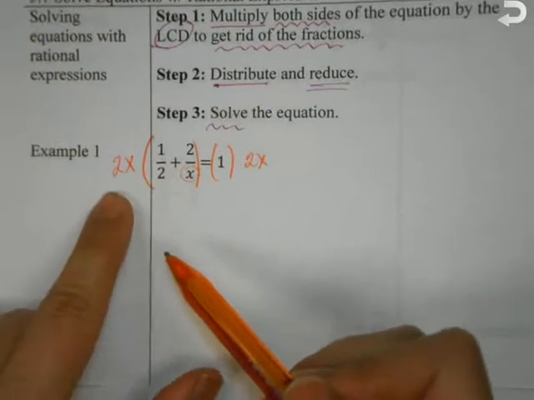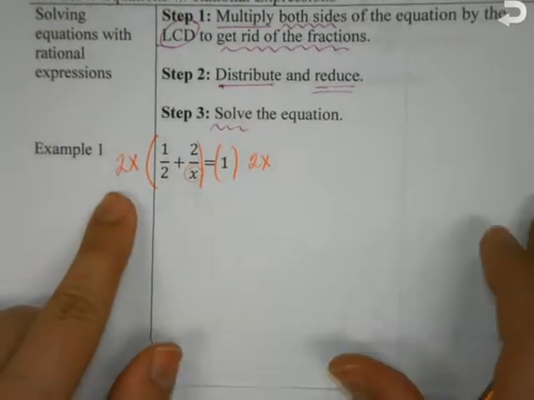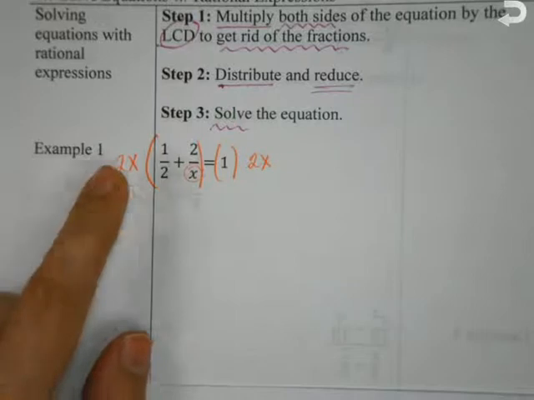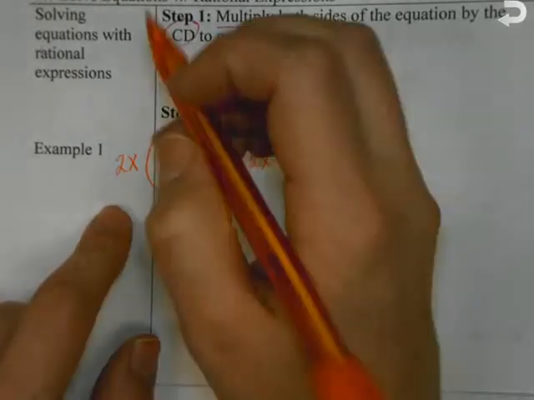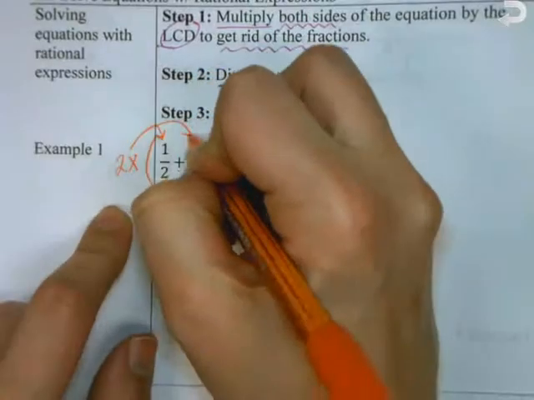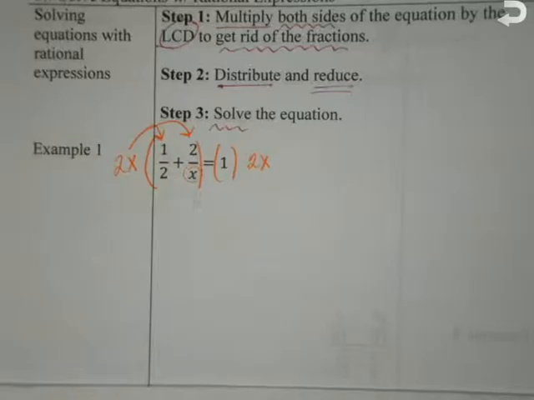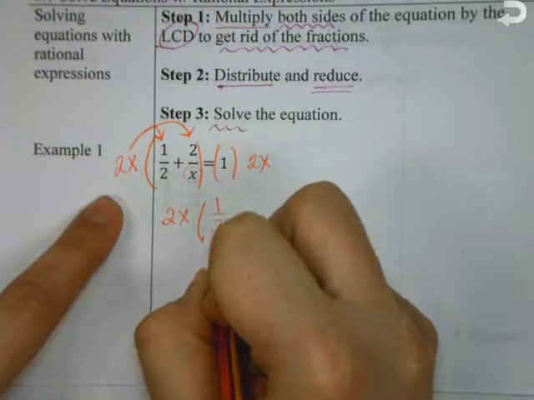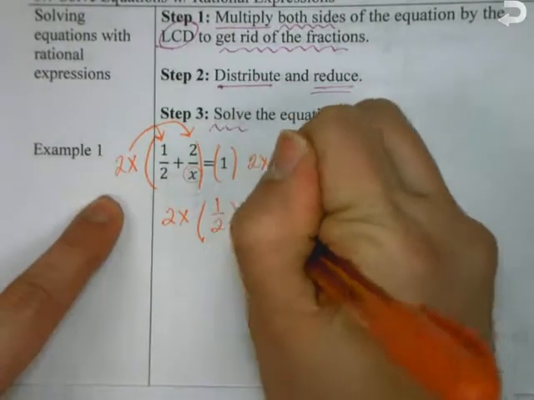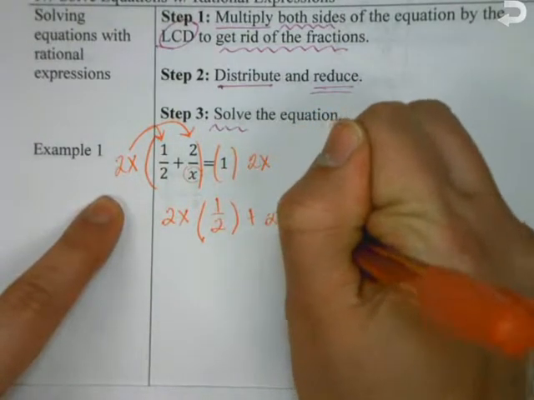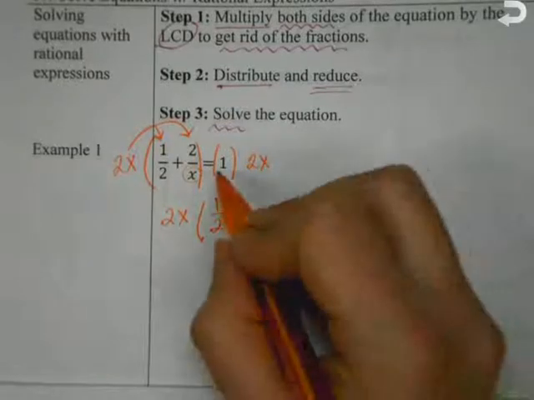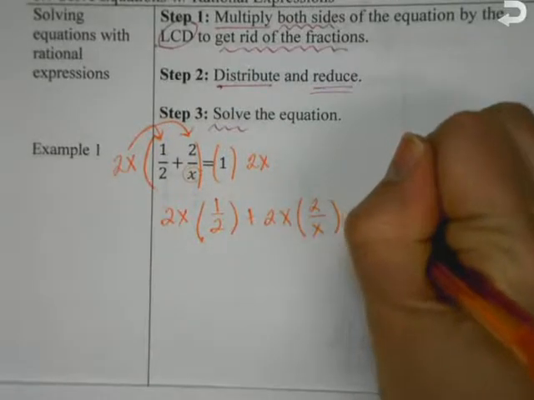Now, what do you guys notice on the left-hand side? It's also in step 2. What can I do on the left-hand side? Distribute. So we're going to distribute 2x to both terms. So I want to rewrite it first right now. So this is going to be 2x times 1/2 plus 2x times 2 over x. Is everybody okay with that? Okay. And then 1 times 2x gives me 2x.